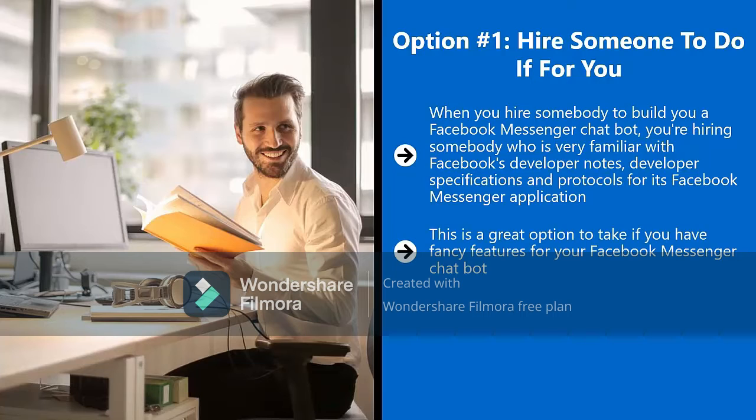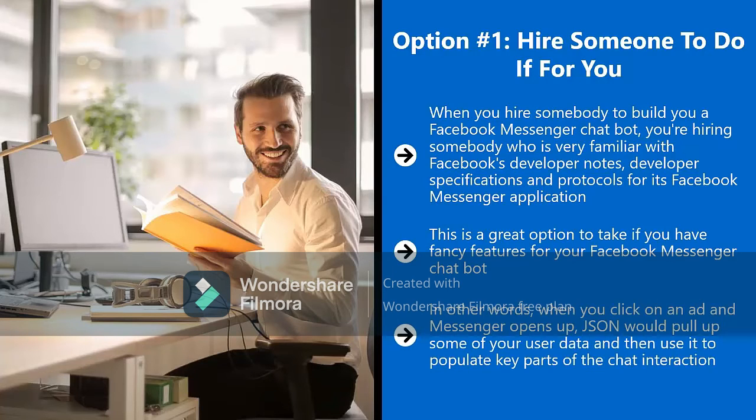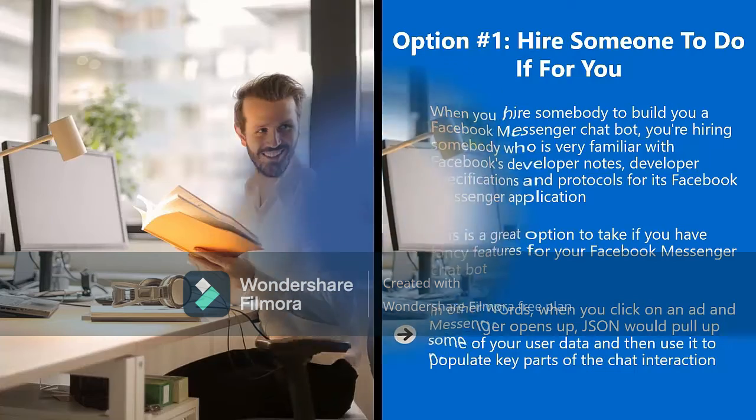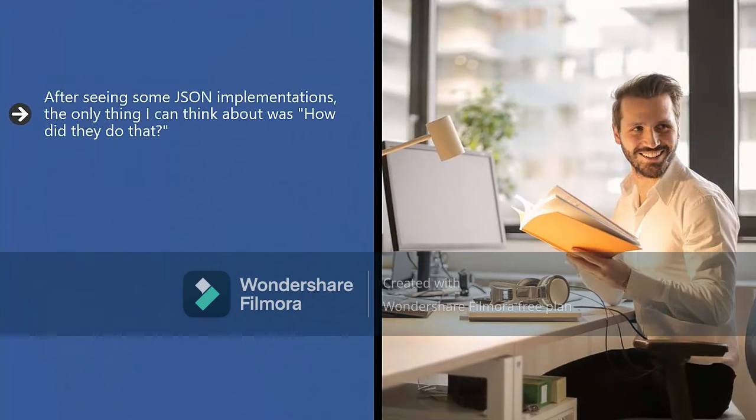This is a great option to take if you have fancy features for your Facebook Messenger chatbot. For example, if you are looking to automate Messenger interaction after somebody clicks on an ad, you probably would need JSON integration. In other words, when you click on an ad and Messenger opens up, JSON would pull up some of your user data and then use it to populate key parts of the chat interaction. It's as if the Facebook Messenger chatbot got into your prospect's head. It's really amazing stuff. After seeing some JSON implementations, the only thing I could think about was, how did they do that? It's as if Facebook Chat is reading your prospect's mind.